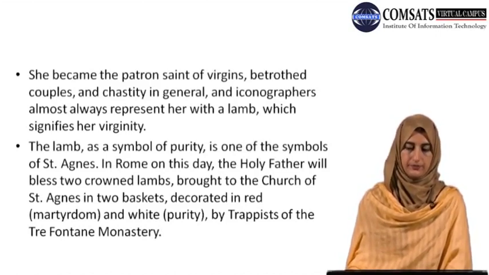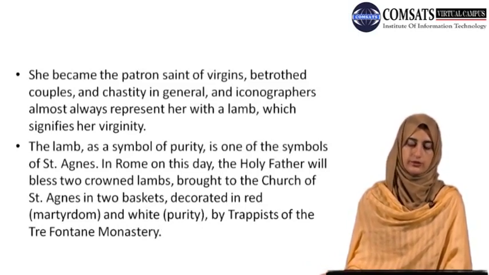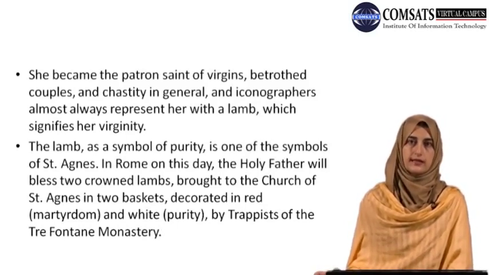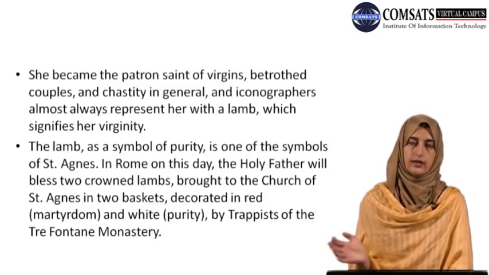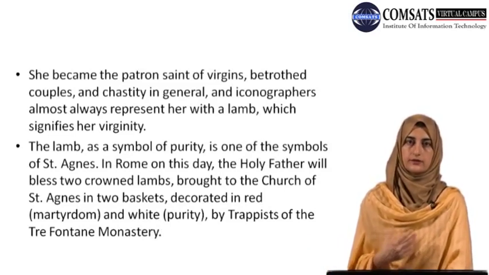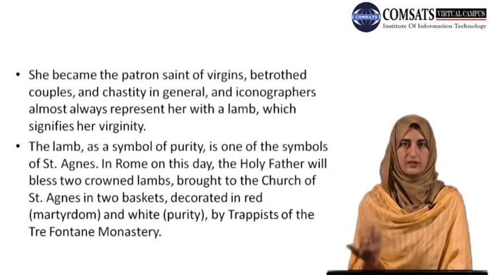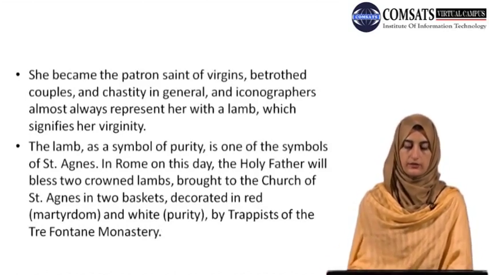In Rome on this day, the Holy Father will bless two crowned lambs brought to the church of Saint Agnes in two baskets, decorated in red, signifying martyrdom, and white, signifying purity, by Trappists of the Fontaine Monastery. So even to this day, the day is celebrated in this manner, as I've just read out for you. Two lambs, one bathed in red color, the other pure white, are brought to the Holy Father, who then blesses them, and then they are reared up and sent back to the nunnery. The red color signifies the martyrdom of Saint Agnes, and the white her purity.